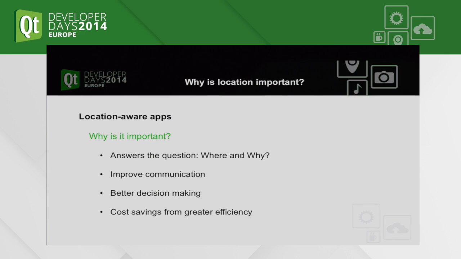Okay. So why is it important to have location-aware apps? Well, basically, it answers two questions very well, the where and the why. Those apps assist our users to understand the situation mostly visually, which in turn helps the user make a better decision, which results in cost saving from greater efficiency. So all I just told you is just a whole bunch of blah, blah. So I'm going to go into an example to make you understand what it means in the big picture.